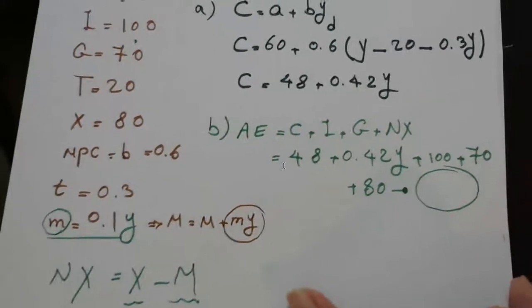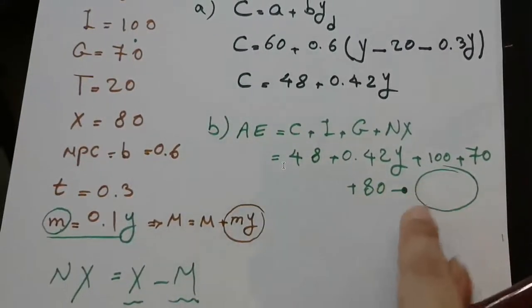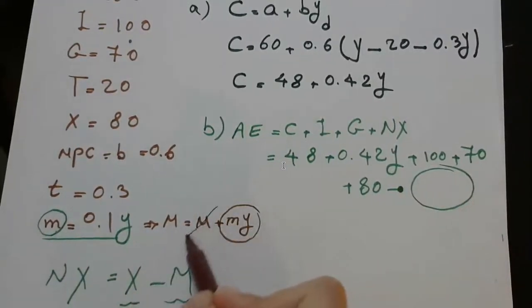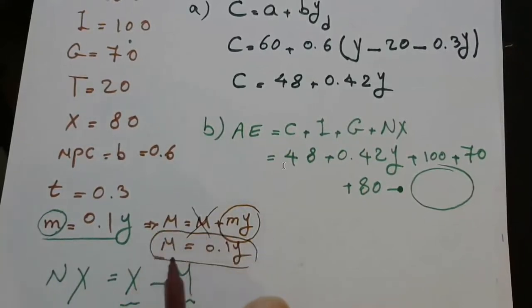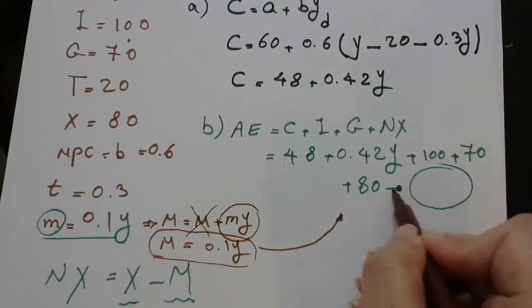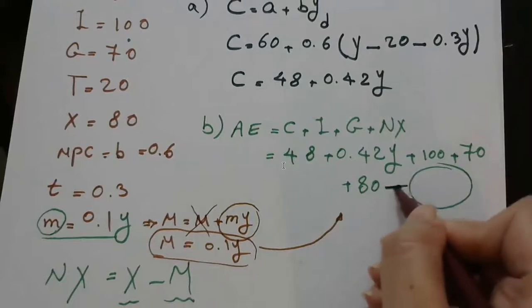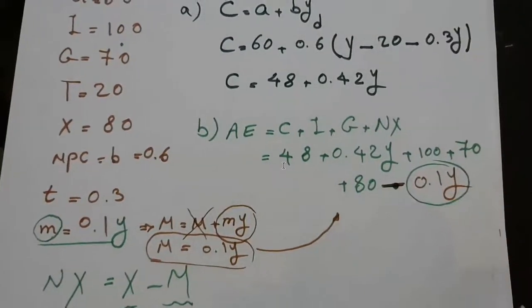Once we want to write the aggregate expenditure, it is 80 minus, now instead of import, we don't have any autonomous import here. So our import function is only 0.1y. This is our import function, so we replace it here. Just remember that NX means X minus M. That's why it comes with a negative sign, and we put 0.1y.